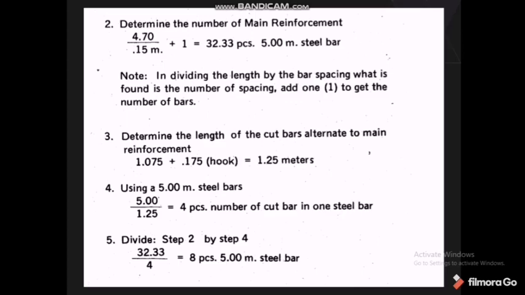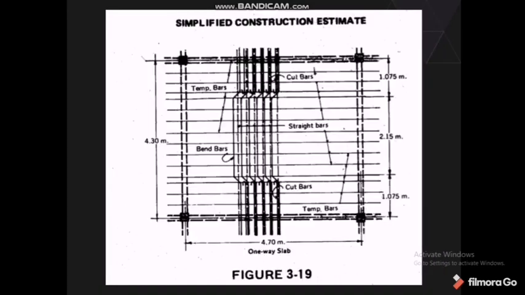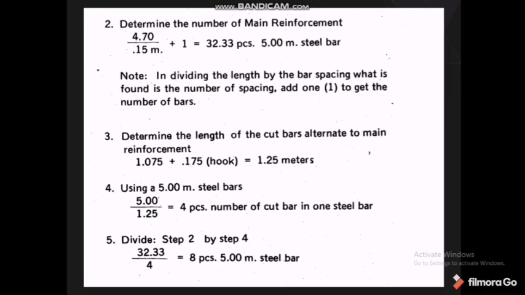Determine the length of the cut bars alternate to main reinforcement, that is 1.075 plus 0.75, which is the hook, and is equal to 1.25 meters. 1.075 is the distance of cut bars. Then for number 4, using 5 meter steel bars, 5 meters over the length of cut bars, that is 4 pieces, the number of cut bars in one steel bar. And for the fifth part, divide step 2 by step 4.